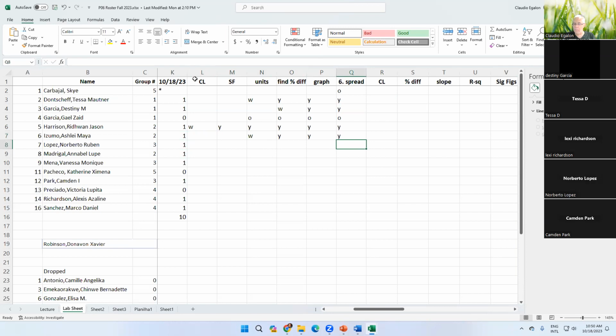Next is Norberto. Yeah, I downloaded the spreadsheet and I graphed. I'm just working on the units. Working on the units. Did you find the percentage difference? Okay. Annabelle. Yes, I downloaded the spreadsheet. I just did the graphs, but I still need to find the percent. Okay, so you're working on the graphs, right? Yeah. Okay. Vanessa. Yeah, I did everything except for the percentage difference. I'm working on that right now. Okay, so working on that.